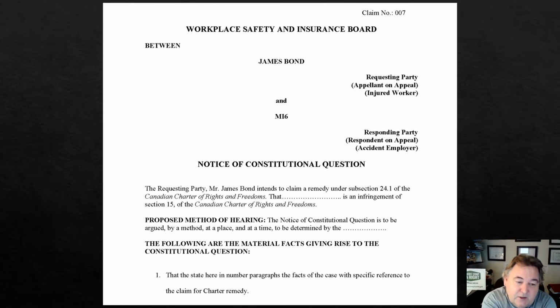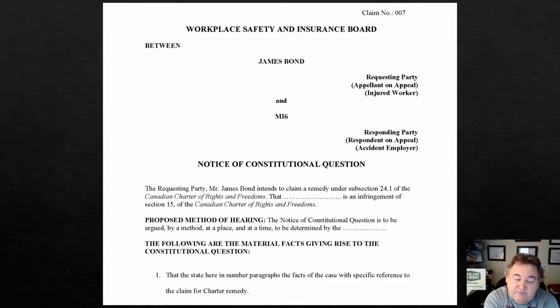Then, as you can see, this is where it changes. You say the requesting party, Mr. James Bond or Miss Williams, whatever, intends to claim a remedy under Section 24(1) of the Canadian Charter of Rights and Freedoms. So what is it? Meaning that Section 123 of the Workplace Safety Insurance Act is an infringement of Section 15? Or is it that the decision of the adjudicator is an infringement? Or is it the failure to do this? So it's whatever we talked about earlier. Remember when I was talking about the different remedies? So you're saying their conduct or their law or their policy is an infringement.